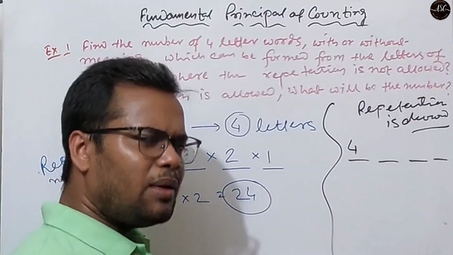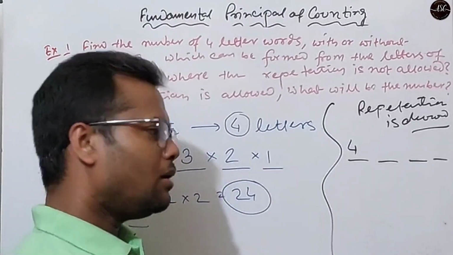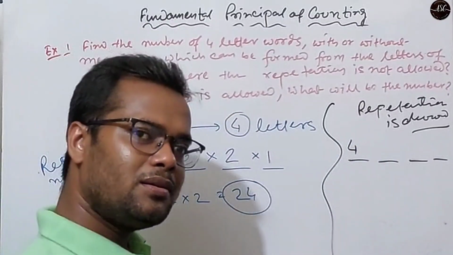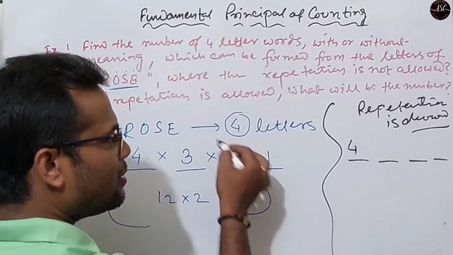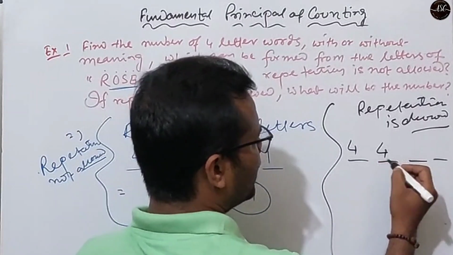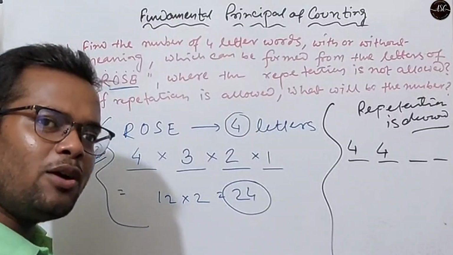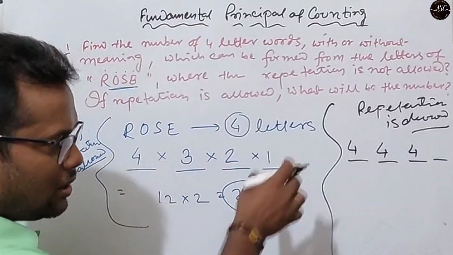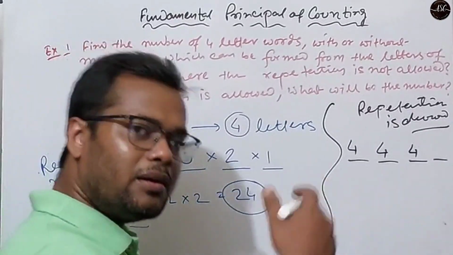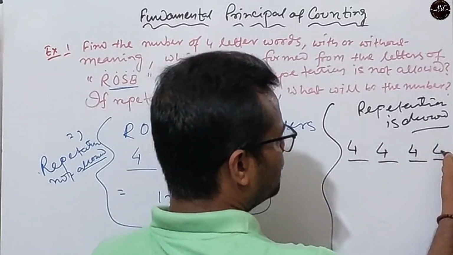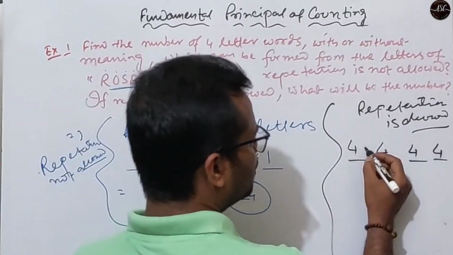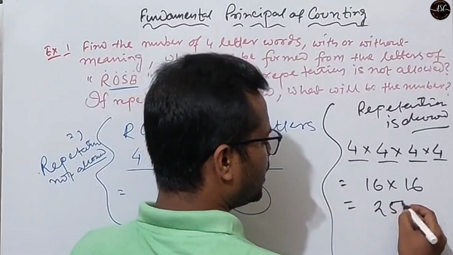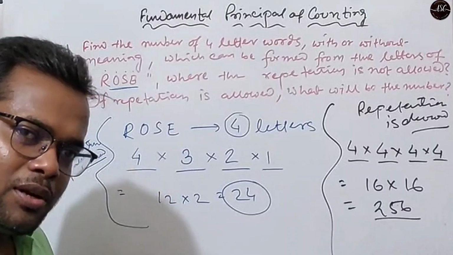If there is repetition, that means if one letter is taken, then the same letter can be placed after this. So there are 4 letters, and we can write 4 here. Now as repetition is allowed, that letter can be placed in this dash, so again 4 letters can be placed in 4 different ways. Just multiply this. We get 256 as the possible outcome.